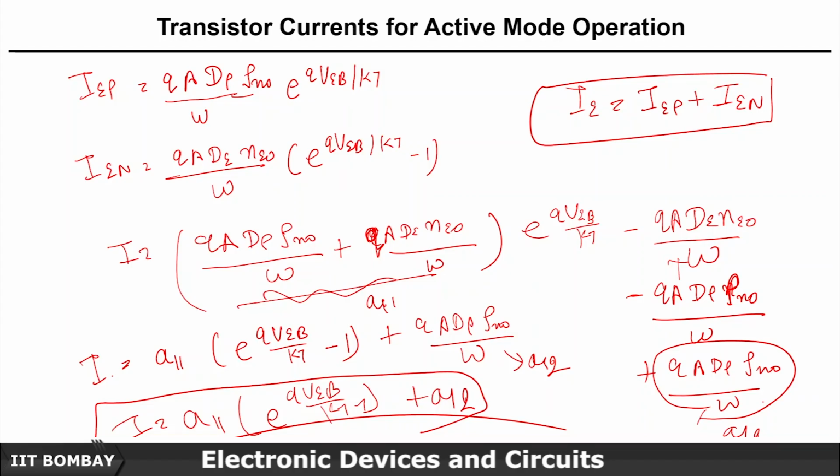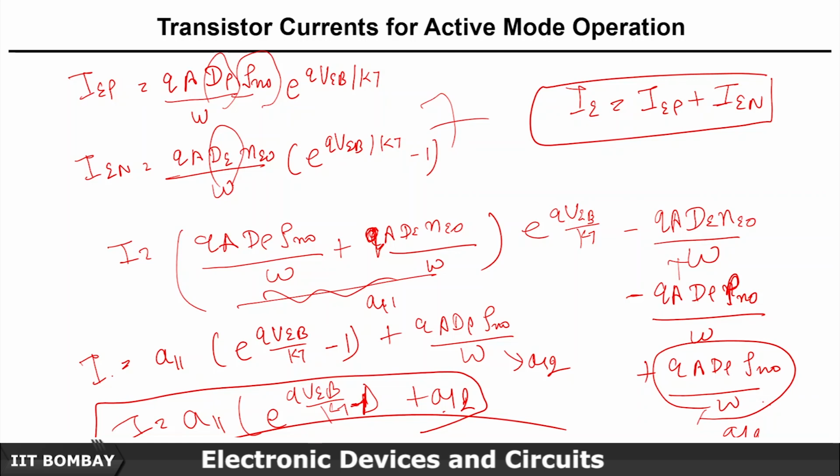So this way we have defined the current I is equal to A11 e raised to power QVEB by KT minus 1, plus A12. And of course you could just simply add this expression and you will get the term. So from here, once you know the equilibrium concentration profiles, you know the diffusion constants, you know some physical parameters, W and all that, you can get these currents. And these applied voltages, of course. So largely the material parameters and the doping profile decide the amount of current.